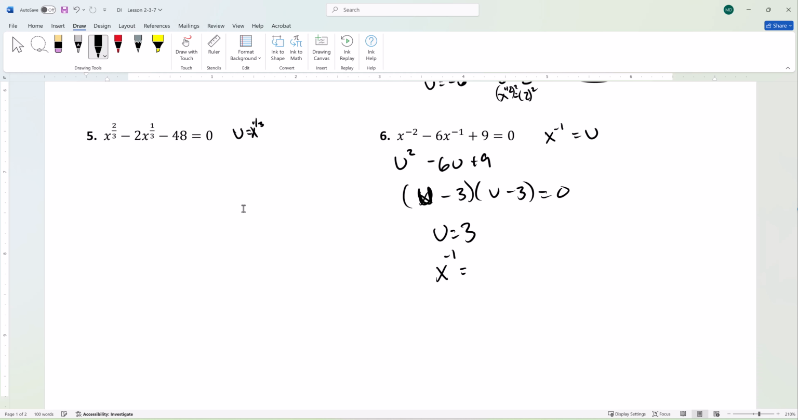X to the negative 1 equals 3. Well, this is 1 over x, right? We have to move it over the denominator. So then multiply both sides by x, divide both sides by 3.